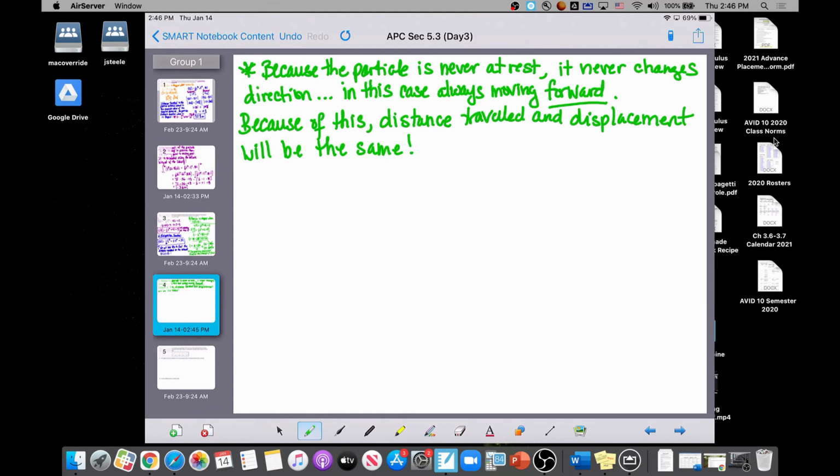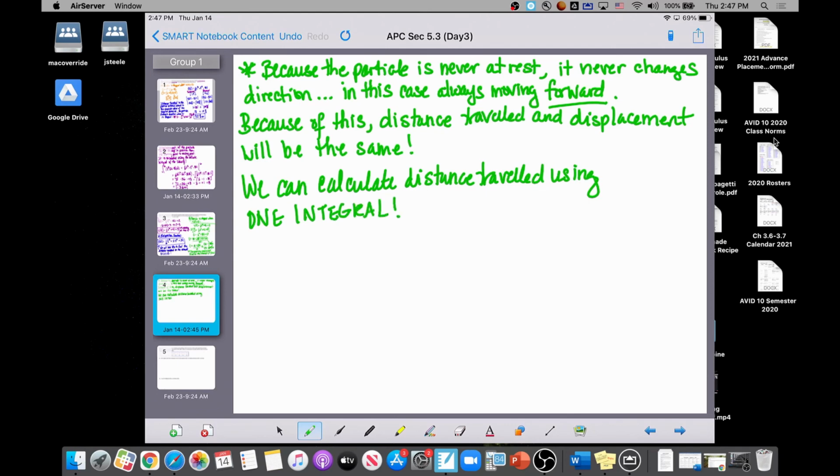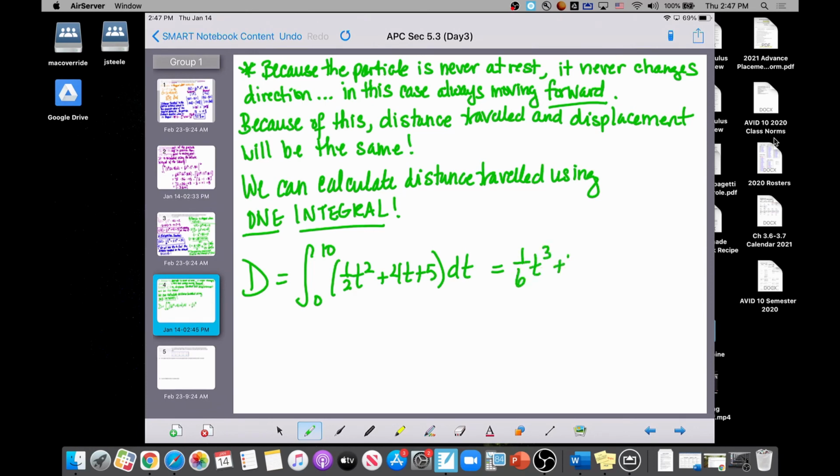And we can calculate our distance traveled then using one integral. Okay, so our distance is going to be equal to the integral from 0 to 10 of our velocity function, which is 1/2 t squared plus 4t plus 5 dt. And we already know what that is because we already found our position function. That is 1/6 t cubed plus 2t squared plus 5t evaluated from 0 to 10.